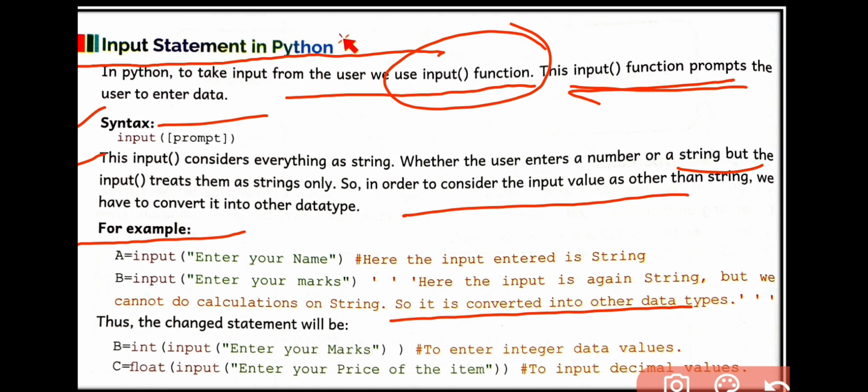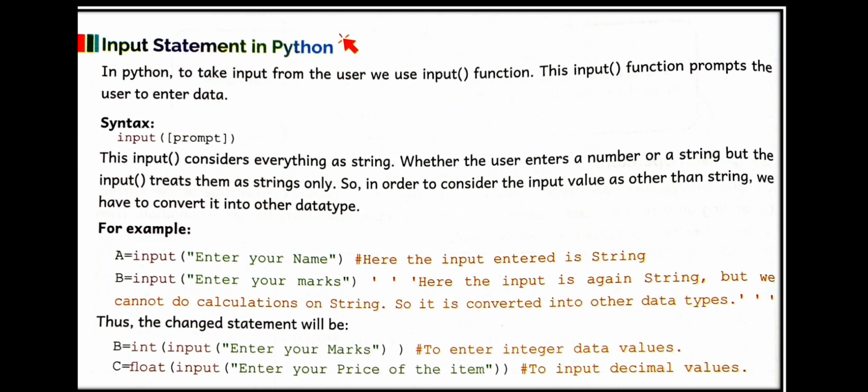So the changed statement will be b equal to int, brackets, input, enter your marks. Here we enter an integer data value. And c equal to float, input, enter your price of the item, to input a decimal number.